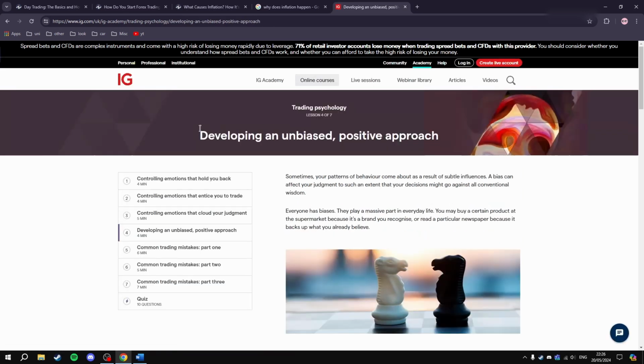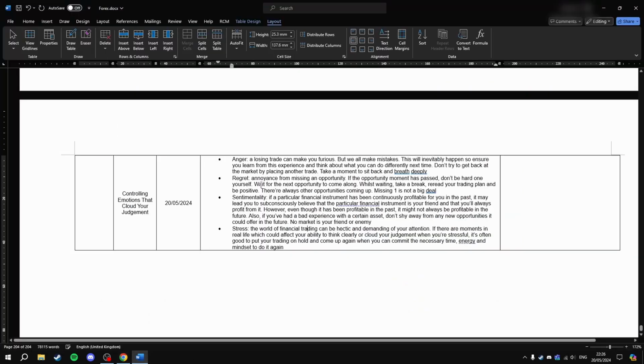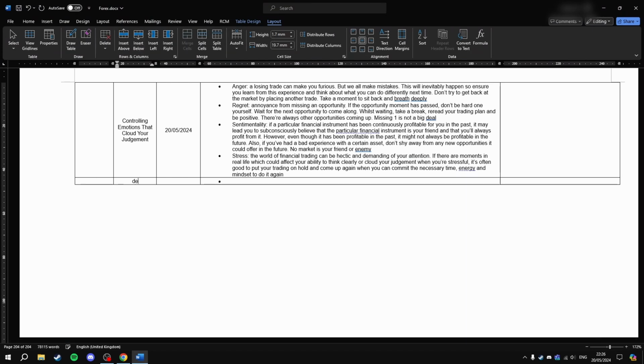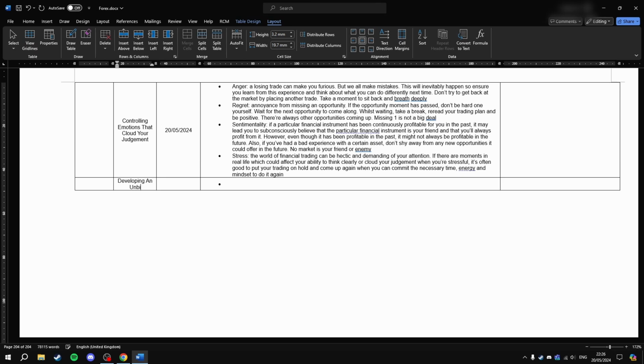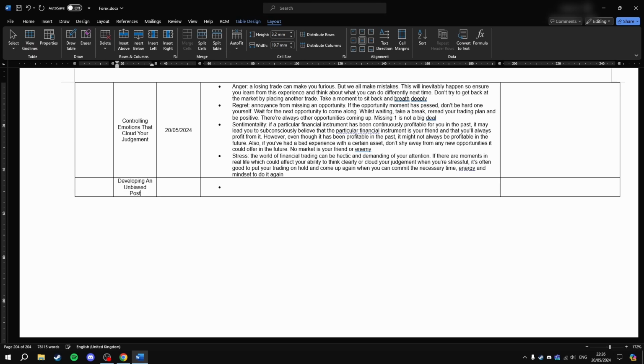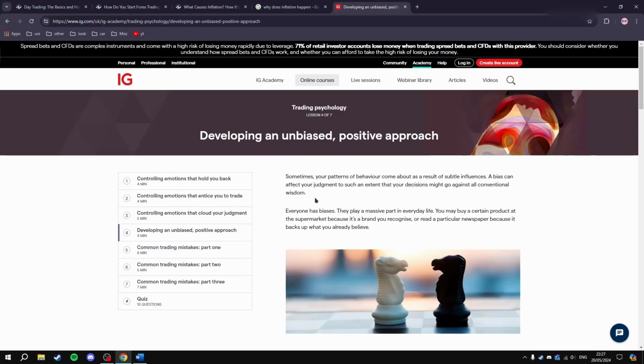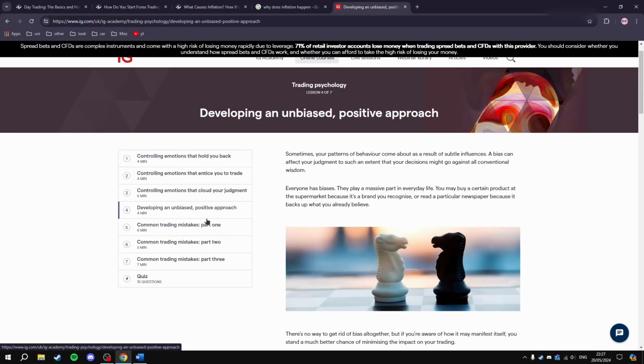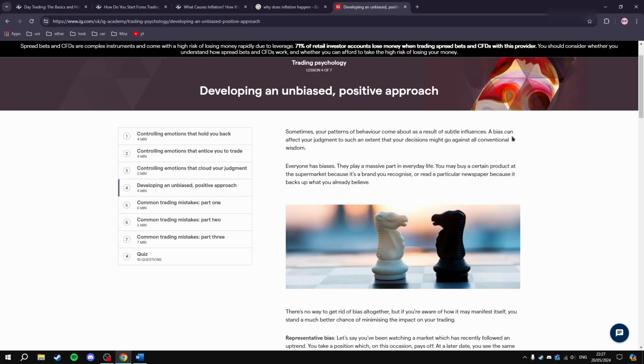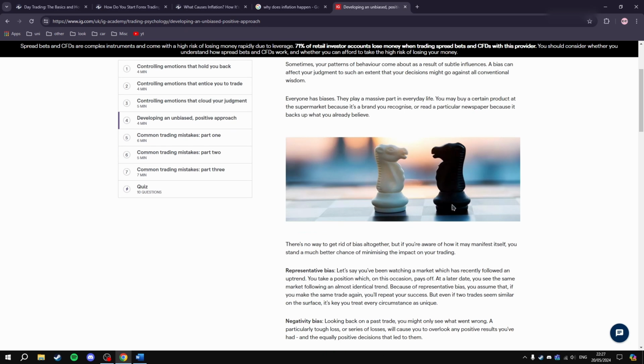Developing an unbiased positive approach. Sometimes your patterns or behavior come about as a result of subtle influences. A bias can affect your judgment to such an extent that your decisions might go against all conventional wisdom.